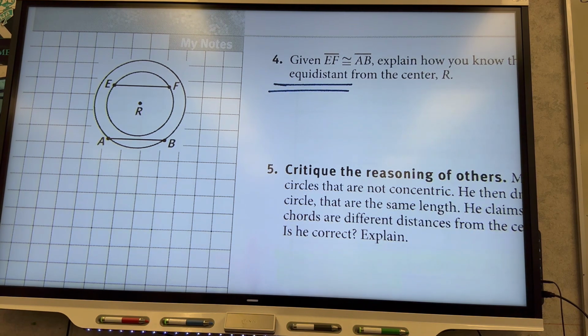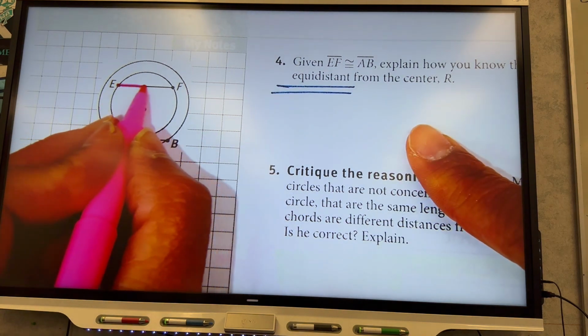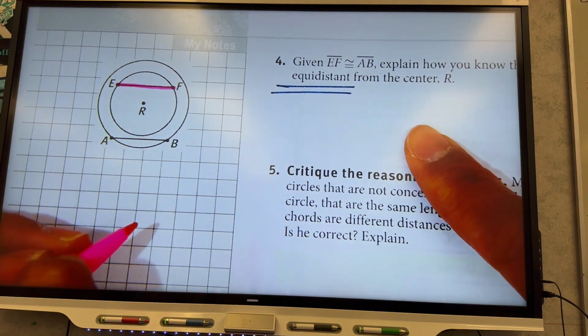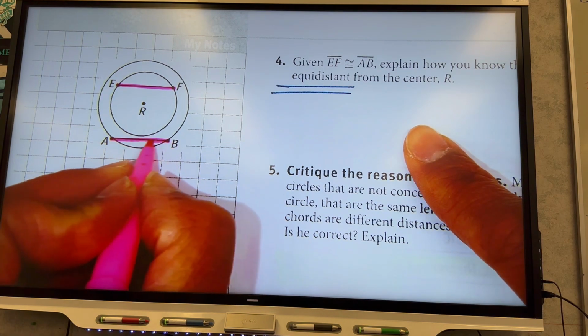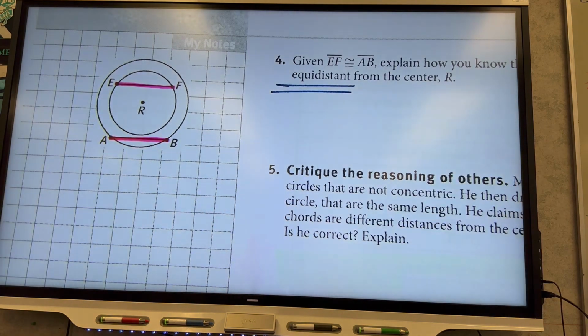Well, we technically have two circles here. And EF is this chord. And it's congruent to AB, but AB is over here. Why wouldn't those two equal chords be equidistant? What makes them not equidistant? What do you think?